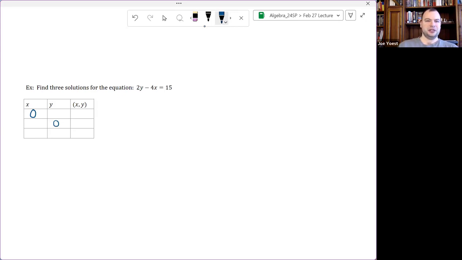So again, I'll start by just finding my points on my axes. So when x equals 0, I have 2y minus 4 times 0 equals 15, or y equals 15/2. And here I've got to make a little bit of a judgment call. Does the benefit of having a point on the axis sufficiently offset the annoyance of having to find 15/2? You know, maybe, maybe not, but here we'll stick with it.